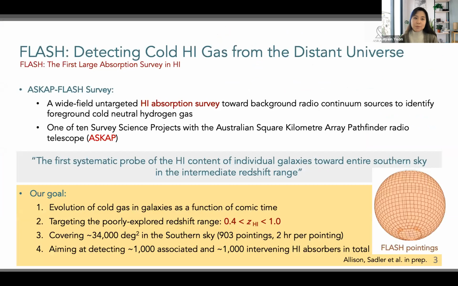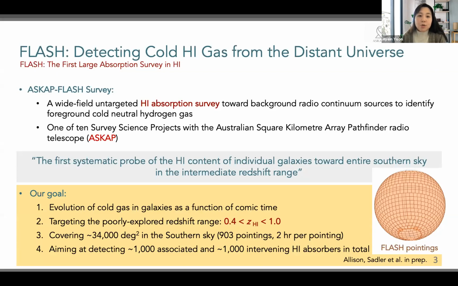As I briefly mentioned in the beginning, FLASH is a wide-field untargeted H1 absorption line survey using background radio continuum sources with ASKAP. It is an untargeted survey, so basically we don't know where the absorption line pops up. Whenever we detect an absorption line, the next step is to collect information from the line itself and all the archival multi-wavelength data as much as possible to trace the origin of this line.